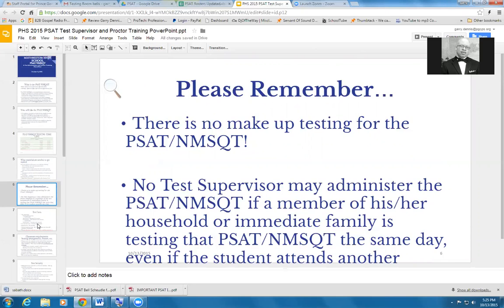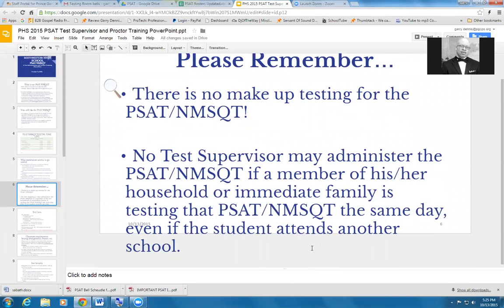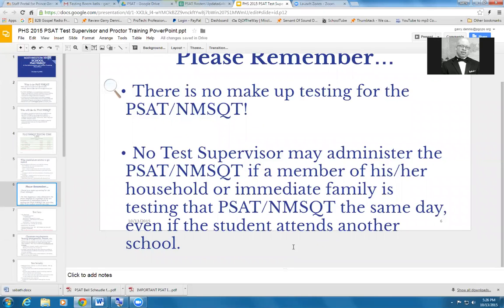No test supervisor may administer the PSAT test if a member of his or her immediate family is testing the PSAT the same day at another school. So that's good. That's important to know. I think we had a situation like that already for a person. We had to pull that person out. Okay.